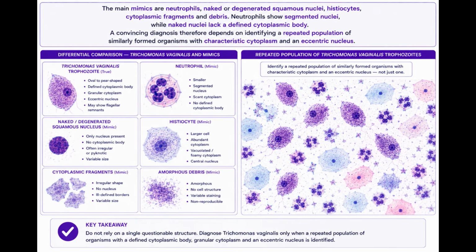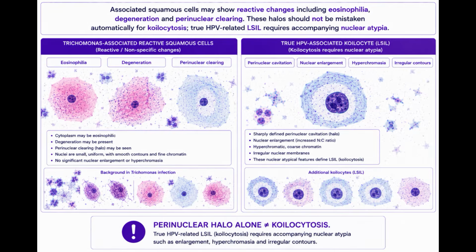The main mimics are neutrophils, naked or degenerated squamous nuclei, histiocytes, cytoplasmic fragments, and debris. Neutrophils show segmented nuclei, while naked nuclei lack a defined cytoplasmic body. A convincing diagnosis, therefore, depends on identifying a repeated population of similarly formed organisms with characteristic cytoplasm and an eccentric nucleus. Associated squamous cells may show reactive changes including eosinophilia, degeneration, and perinuclear clearing.